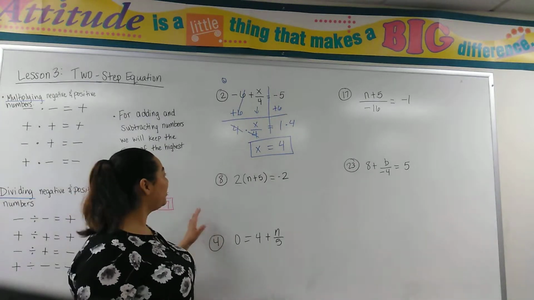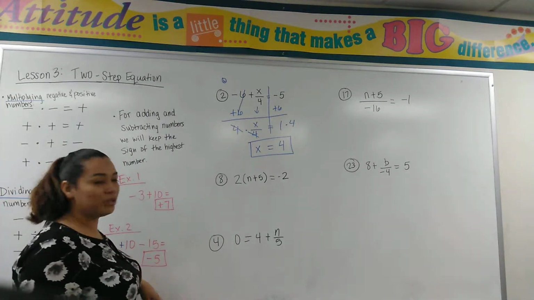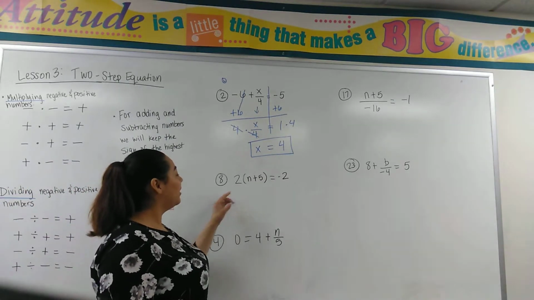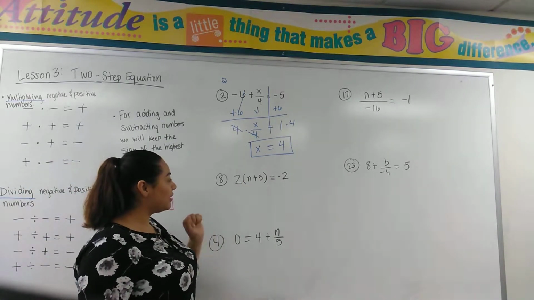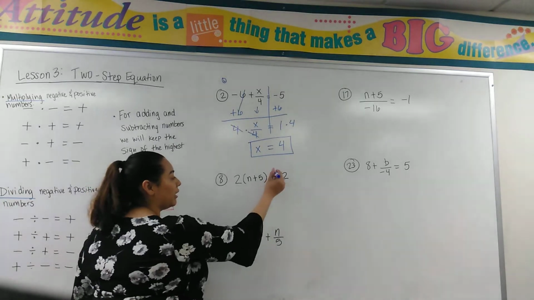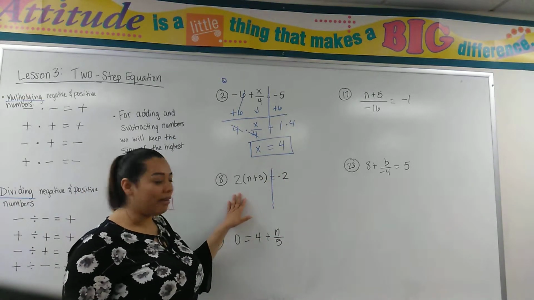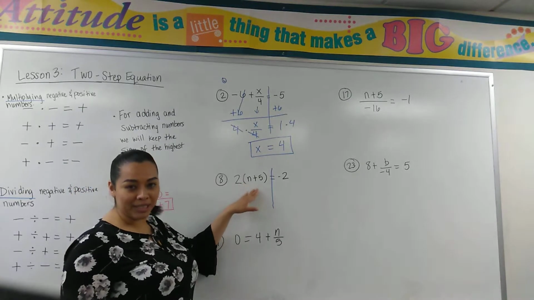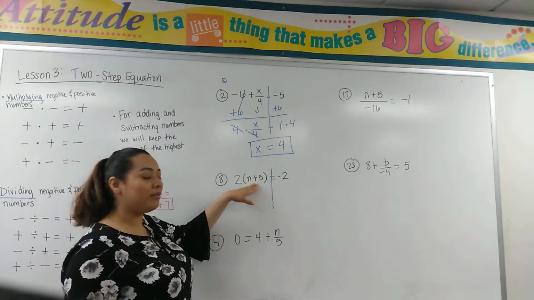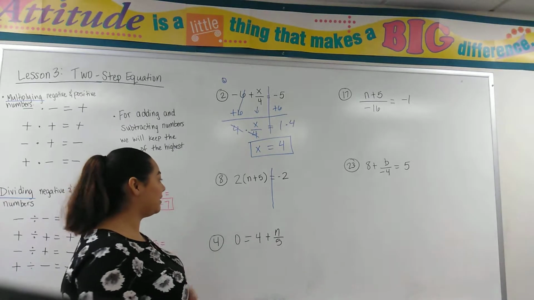Okay, so we're going to continue with lesson 3, the two-step equation. In number 8, we have 2 times parentheses m plus 5 equals negative 2. We're going to put a line across our equal sign. Right here, we have to get rid of the 2 because that's what's outside of the parentheses. We want to leave whatever we have in the parentheses by itself on this side.